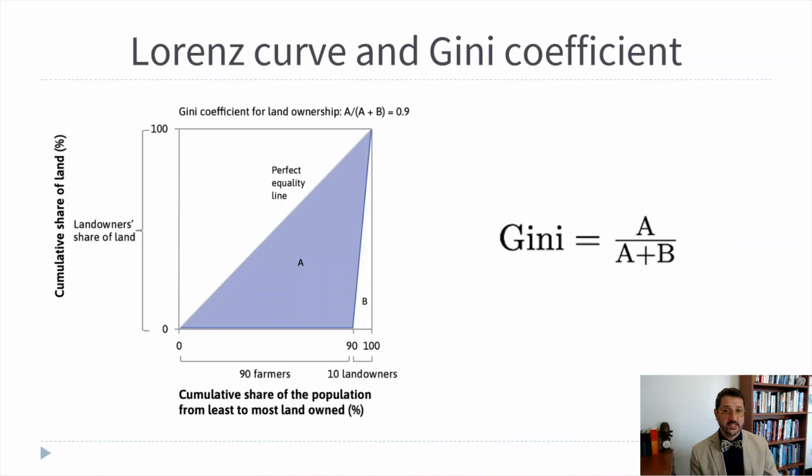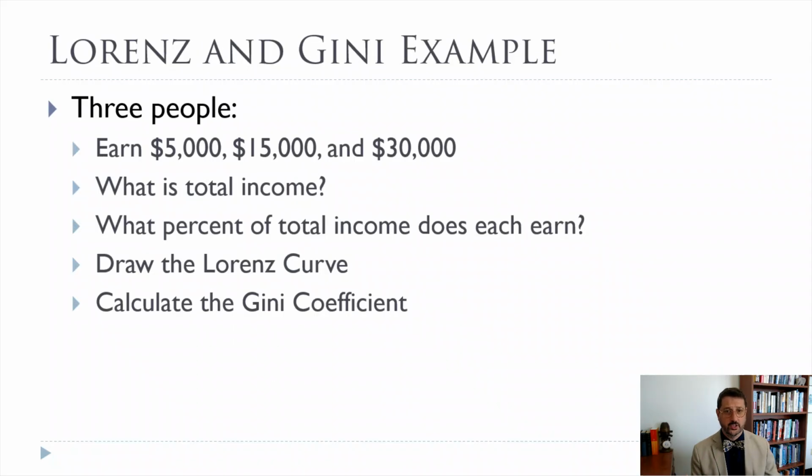So let's do an example where we actually calculate the Gini coefficient. And we'll just imagine there are 3 people, or you could imagine there's 3 groups that all earn the same, and we'll come to the same thing. So the bottom group earns $5,000, the second group earns $15,000, and the third group earns $30,000. And we're just assuming those groups are of equal size.